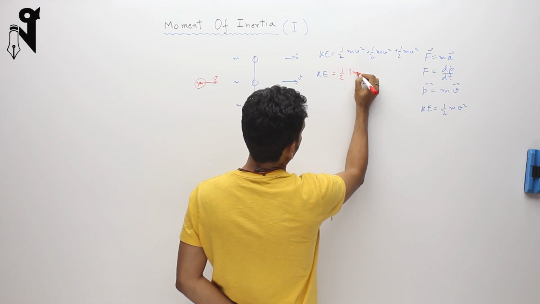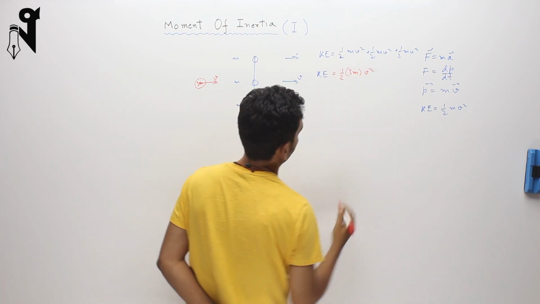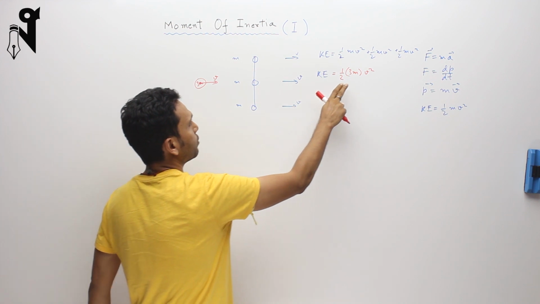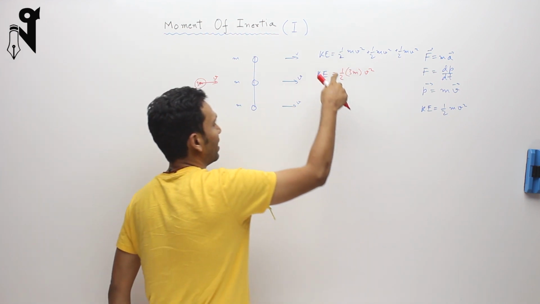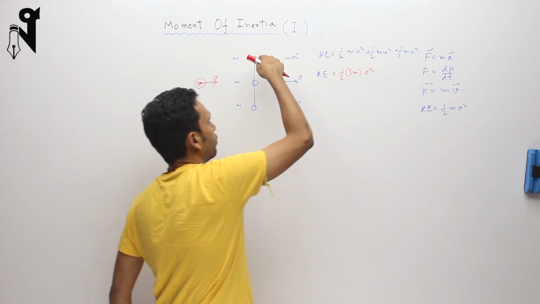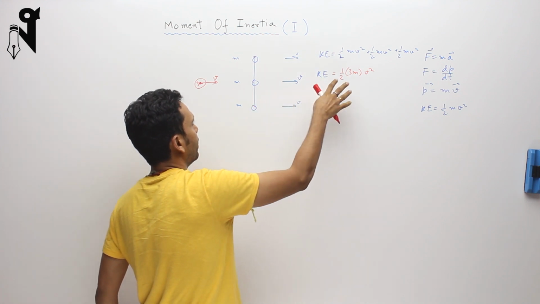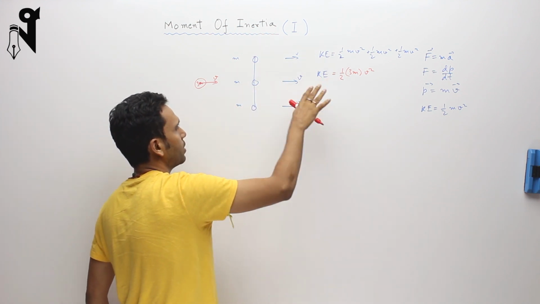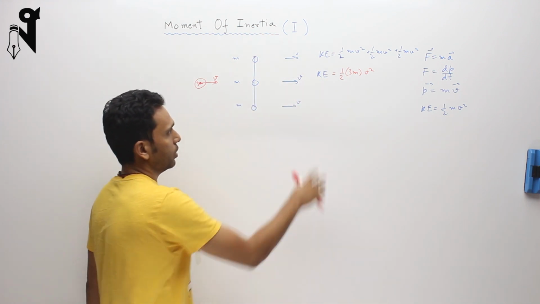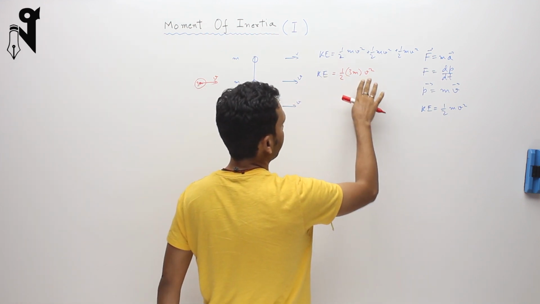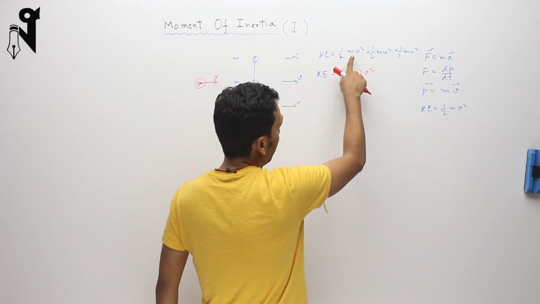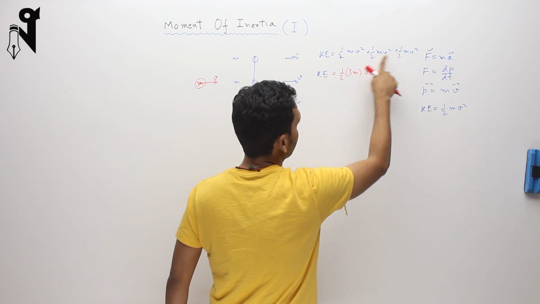Half 3m v square. Now what is the difference between this answer and the previous answer? Here I have been very careful in writing the energy of each mass, and here I have used the concept of center of mass and just written it in one go. This looks very convenient to write, and this isn't, and both give you the same answer.